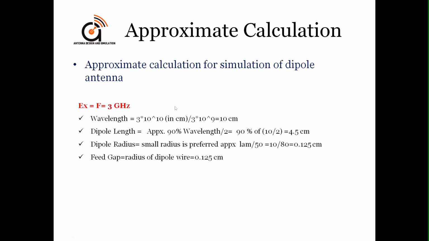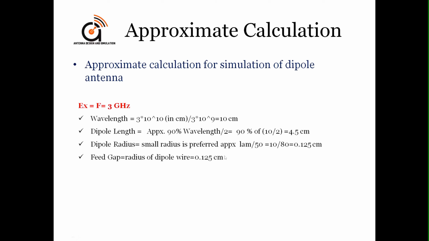So let us take, I want to design a dipole for 3 gigahertz. Then my wavelength will be 3 into 10 raised to 10 divided by 3 into 10 raised to 9. We have taken 3 gigahertz because the calculation will be easy. So 3 divided by 3, so that will give us 10 centimeters. So wavelength is equal to 10 centimeter and length is equal to lambda by 2, and dipole length will be equal to 90% of lambda by 2. It means 90% of 5, that will be equal to 4.5 centimeter. And we are taking radius equal to lambda by 80, so that will be equal to 0.125, and feed gap once again we are taking 0.125 centimeter.